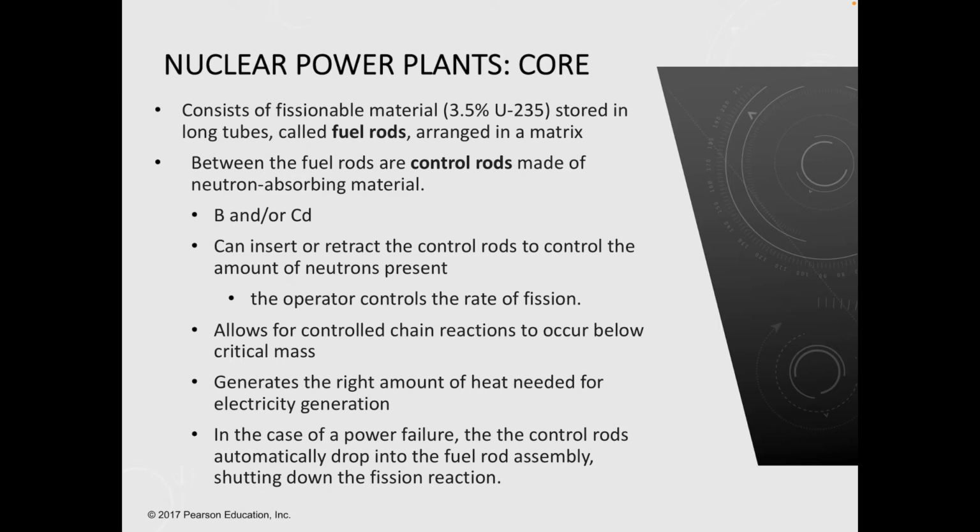So they're stored in these really long tubes. They're called fuel rods, and they're arranged in a matrix. And then between all of these fuel rods, we have the control rods, and they can go up and down. The control rods are what control the speed of the reaction. They're made of neutron-absorbing material because remember, the neutrons are what cause the chain reaction to keep going, right? And so if we put something in there that can absorb the extra neutrons, or absorb the neutrons that are going when we don't want them to, then we can control the speed of the chain reaction. These tend to be made of boron or cadmium, and they can either insert or retract in here.